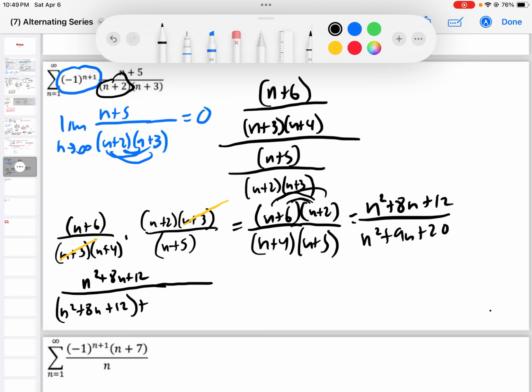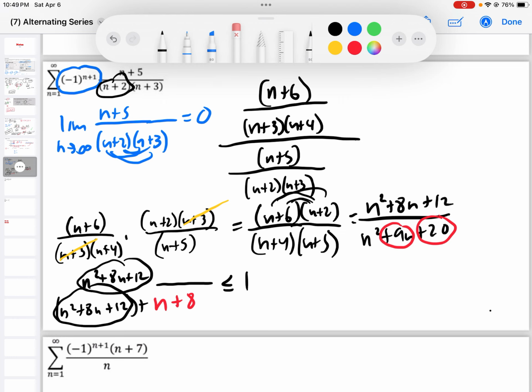Notice I added, that's the same as the top and the bottom. What would I add to 8n to give me 9n? I would add n. What would I add to 12 to give me 20? I would add 8. Now I think we can definitely say without any doubt that this is less than or equal to 1, because I've got this part which is the same, but I'm adding 8, which makes the bottom bigger, obviously, so the overall fraction is smaller than 1.